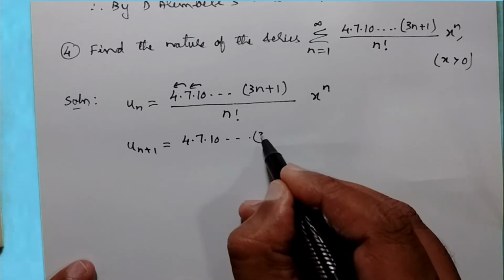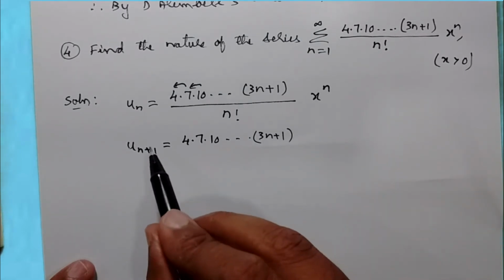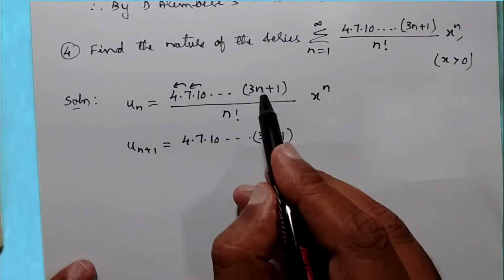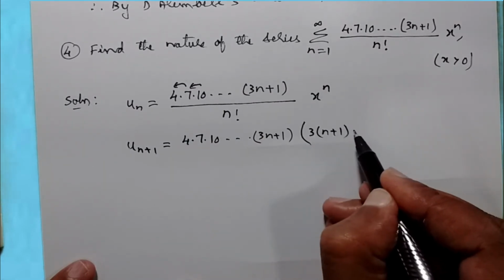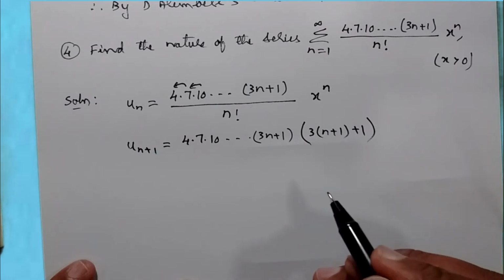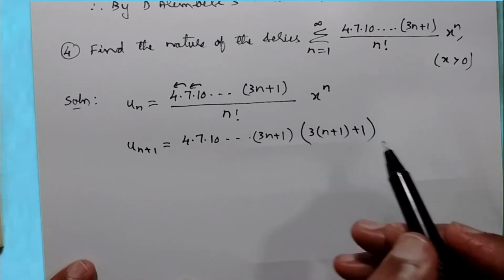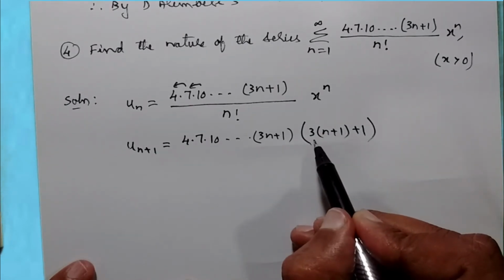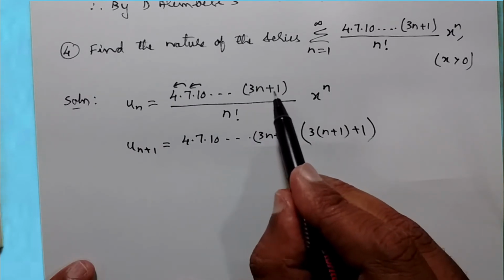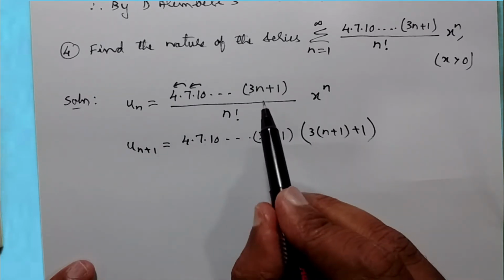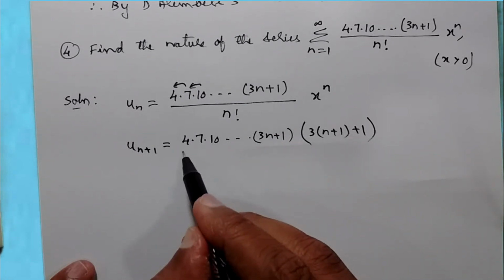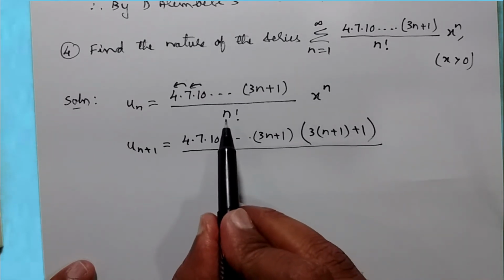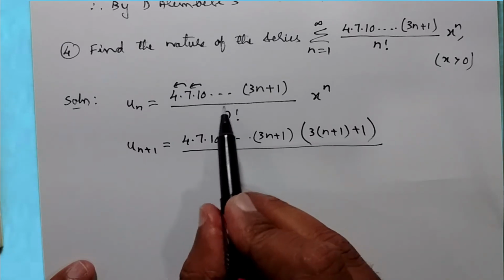So 3n plus 1 will be as it is. So n has to be replaced by what? N has to be replaced by n plus 1. So n will become n plus 1 plus 1. Either use the formula which I showed in the previous problem or directly also you can write. Nth term will be 3n plus 1 and n plus 1th term will be, just replace this n value by n plus 1 whole divided by, denominator is just n factorial. So it's a simple factorial term.